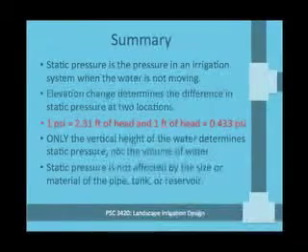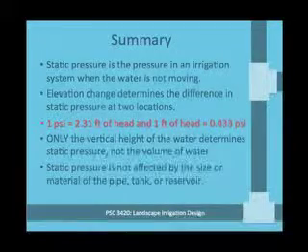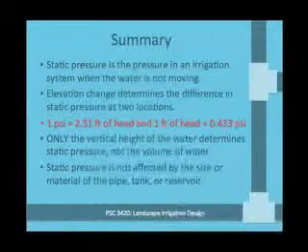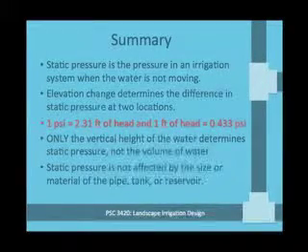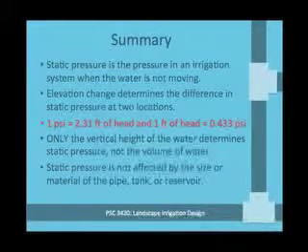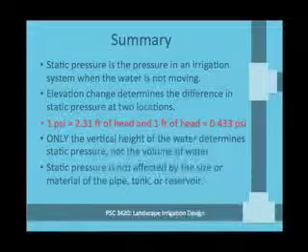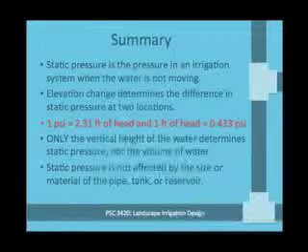Alright, so summing it up, static pressure is the pressure in an irrigation system when the water is not moving. And elevation change is going to determine the difference in static pressure when you're comparing two locations. Really important for you to note here, which is why it's highlighted in red, two constants. One, that 1 pounds per square inch is equal to 2.31 feet of head, and that 1 foot of head is equal to 0.433 psi. It is only the vertical height of the water that determines static pressure, not the volume of water, not the shape of the container, not the size of the pipe. Static pressure is not affected by those things, or the material of the pipe, the tank, or the reservoir.